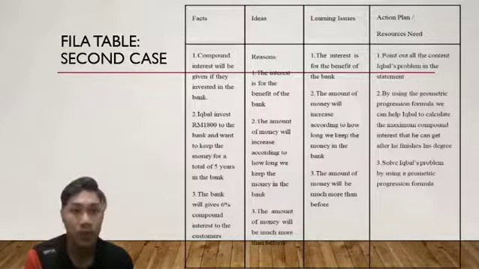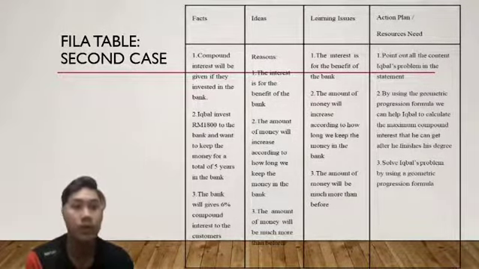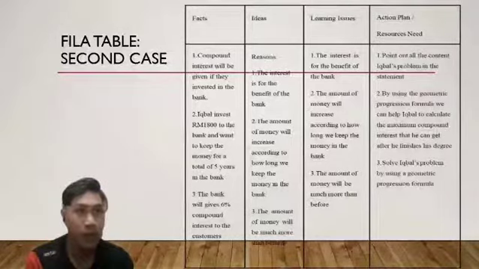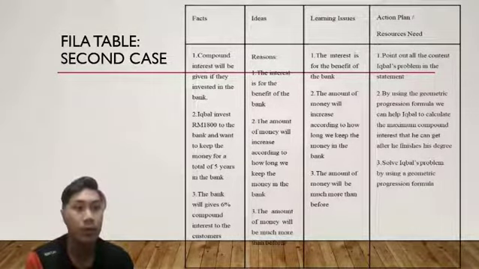Third, the bank will give 6% compound interest to the customers. The amount of money will be more than before. Any issues? The amount of money will be much more than before. Action plan: solve Iqbal's problem by using the geometric progression formula.